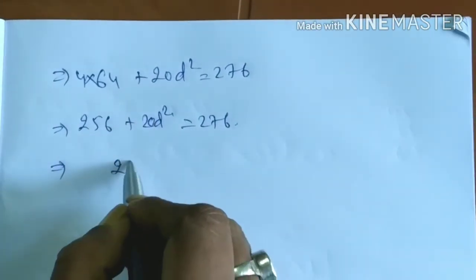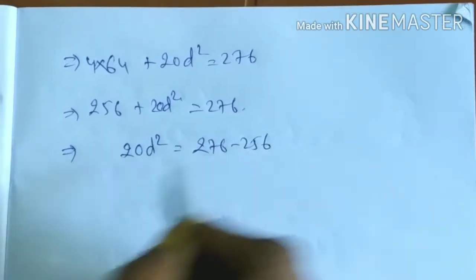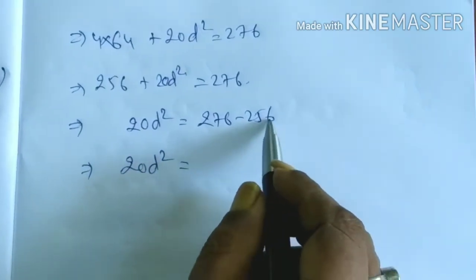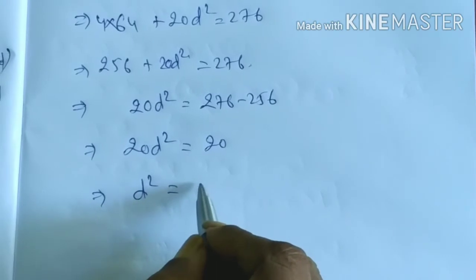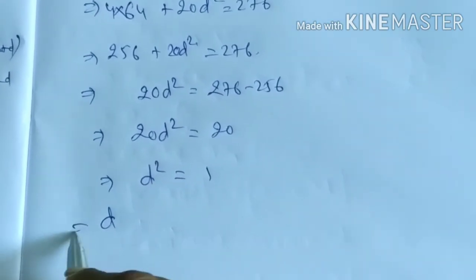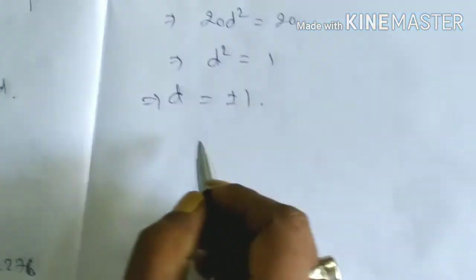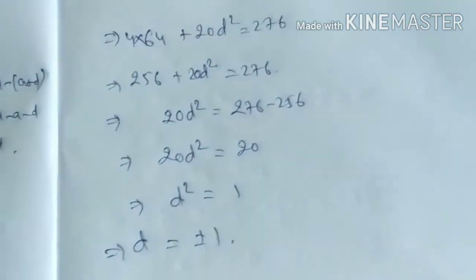20 d square is equal to 276 minus 256. So 20 d square is equal to 20. So d square is equal to 1. So d is equal to plus minus 1. That means we are getting two values of d, one is plus 1 and the other is minus 1.